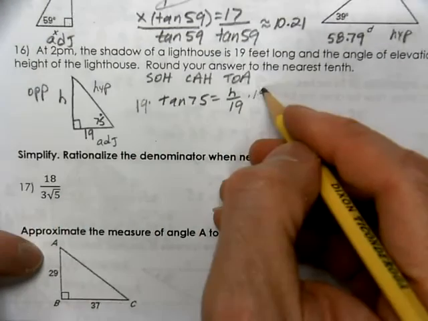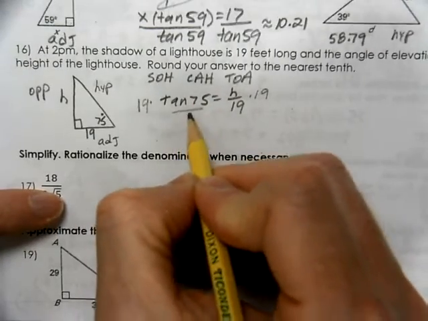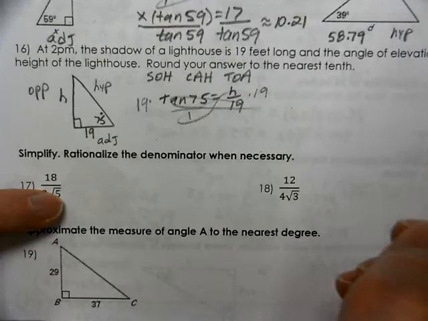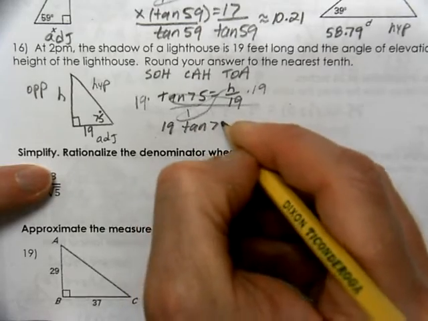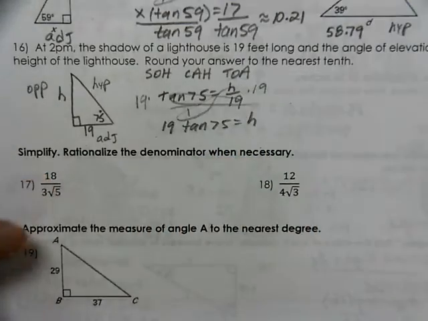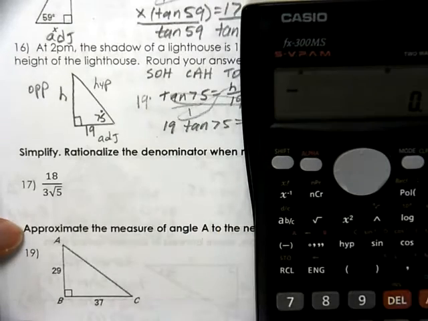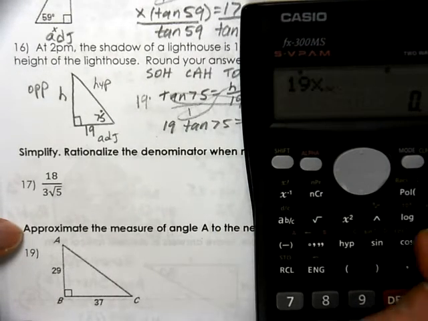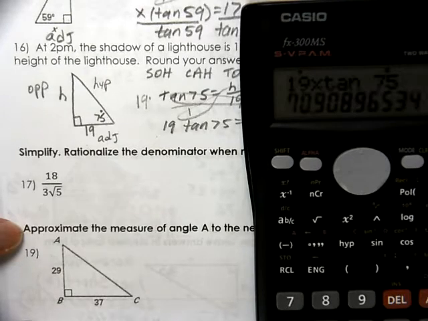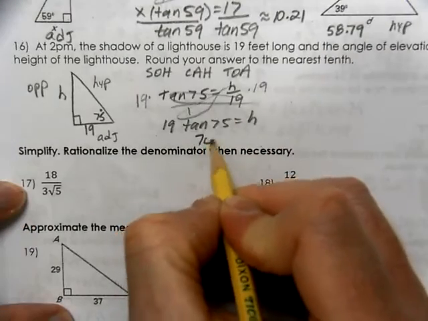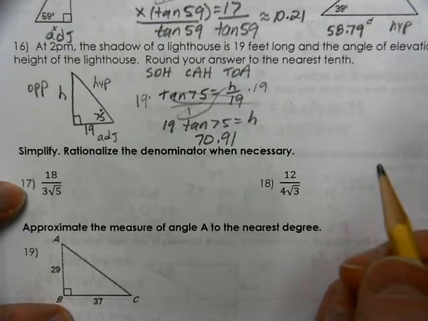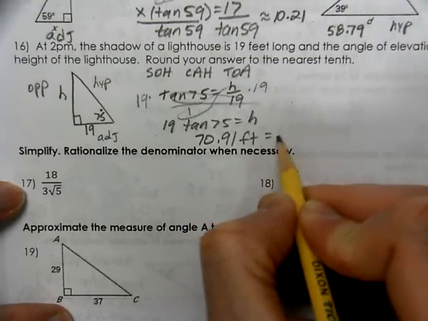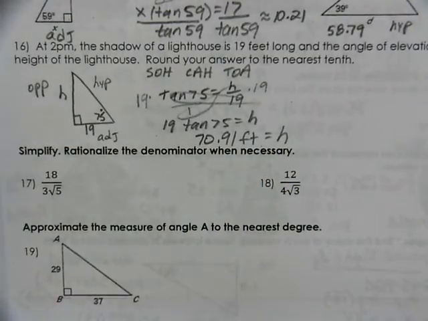So we're going to multiply by the denominator, or another way to think about it is to cross multiply. That brings it over here. So we have 19 tangent of 75 equals h. We get 70.91. And those would be feet. And that's what h should be.